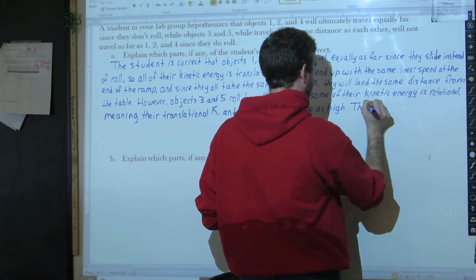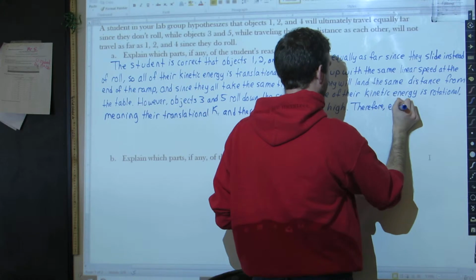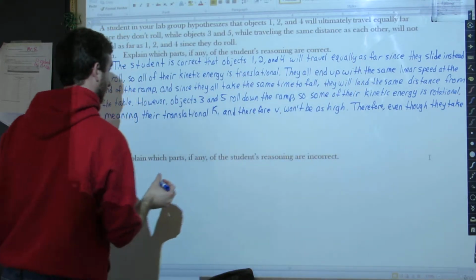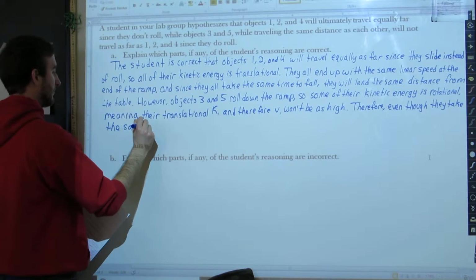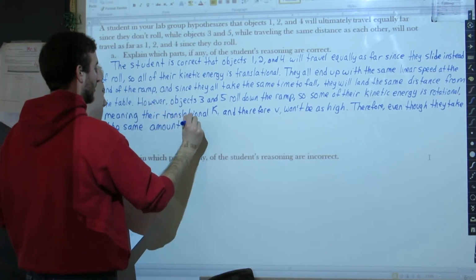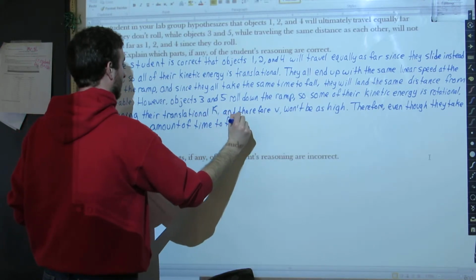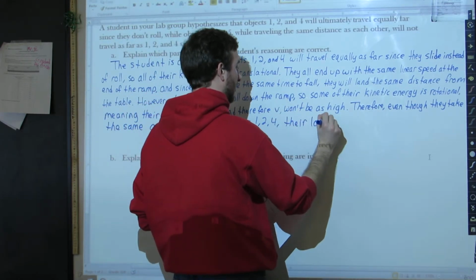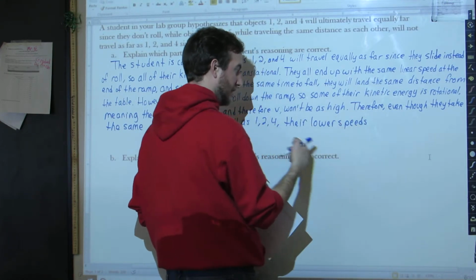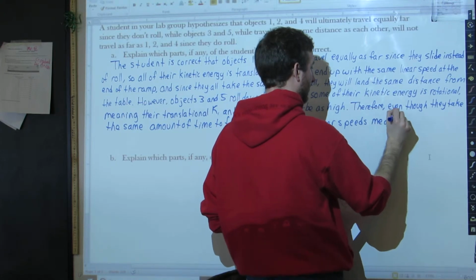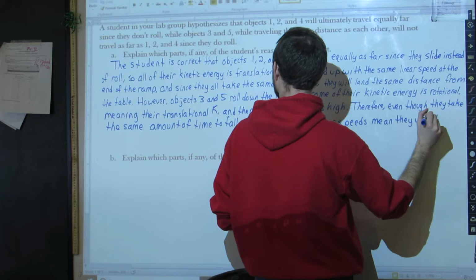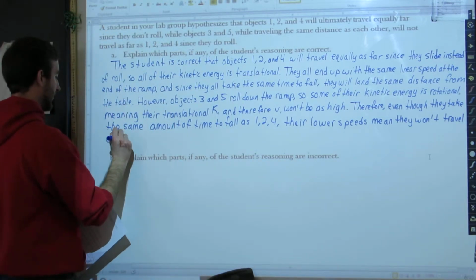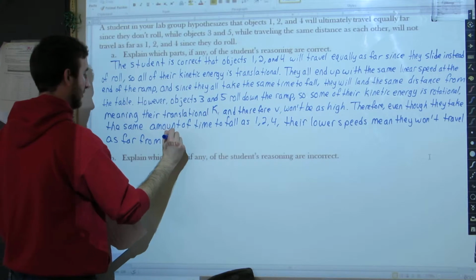Therefore, even though they take the same amount of time to fall as 1, 2, and 4, their lower speeds, and by this we mean V, mean they won't travel as far from the table.